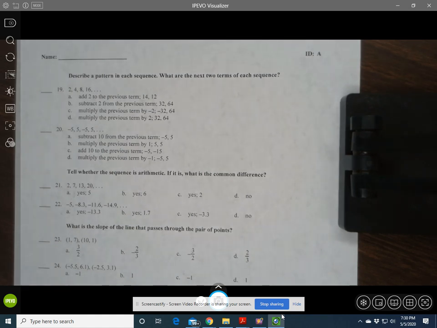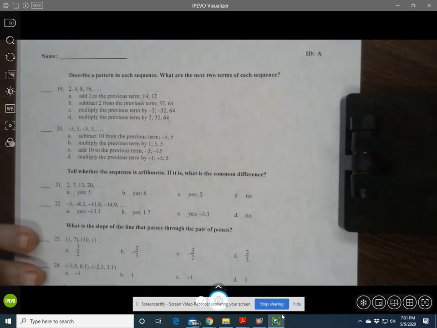Okay, this one right here, 19 through 22, are about sequences. You notice the first one, number 19, doesn't ask if it's arithmetic or whatever. It just asks to determine the pattern, which should be pretty easy, and then tell the next two terms.